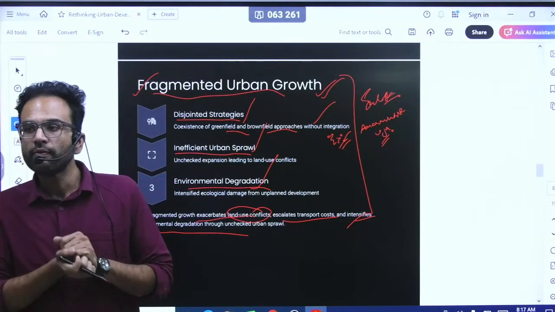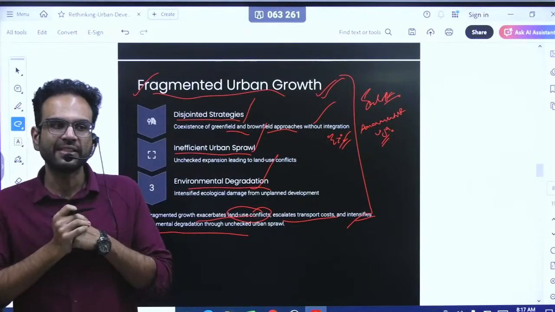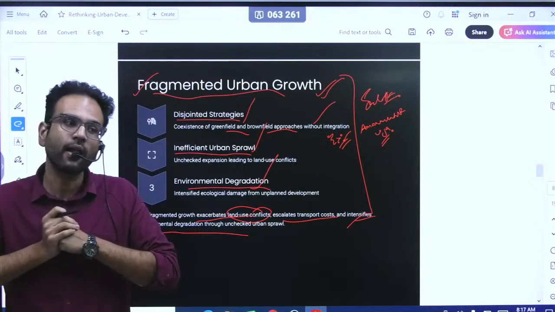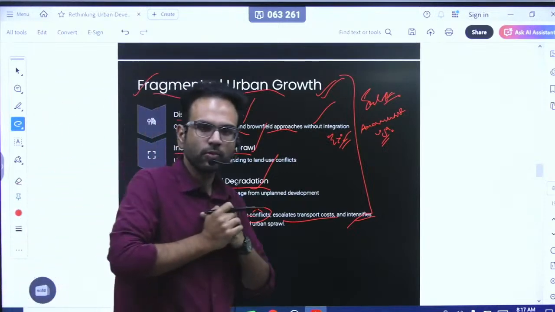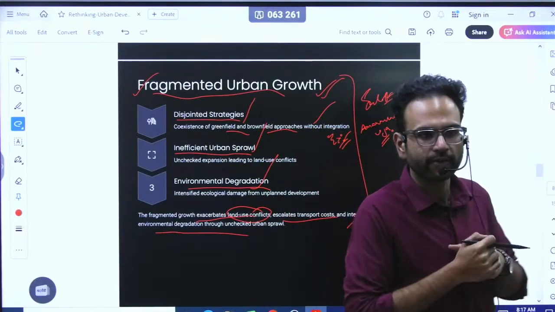You also have examples in India. There is this new city coming up, Naya Raipur. Okay, you can note this point. Use this as a case study.